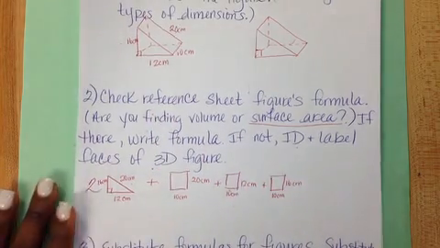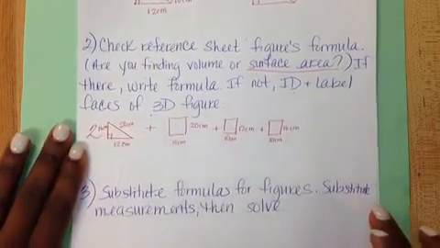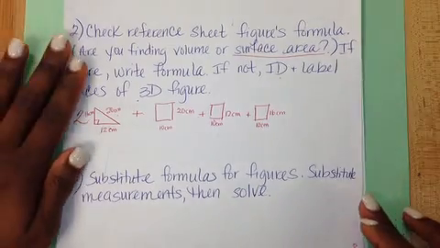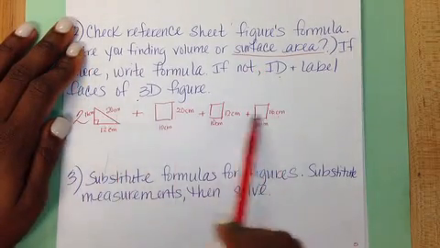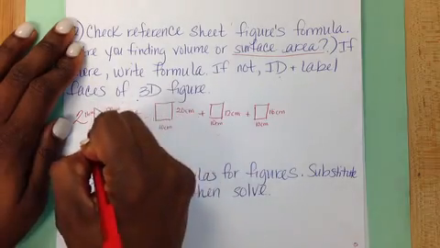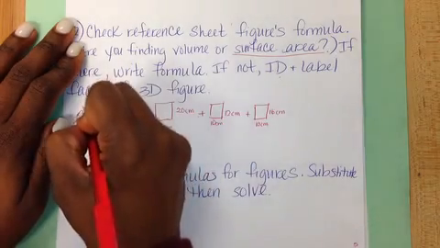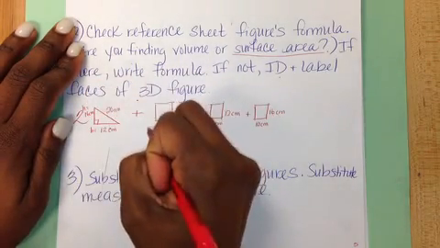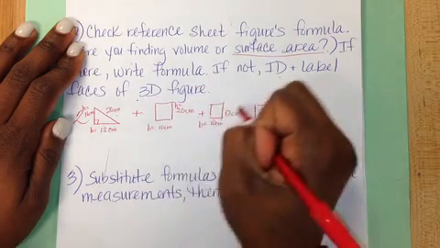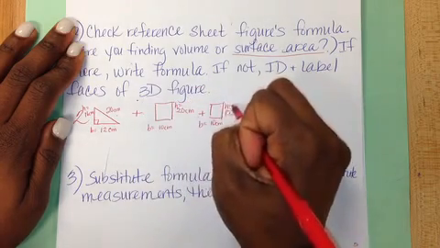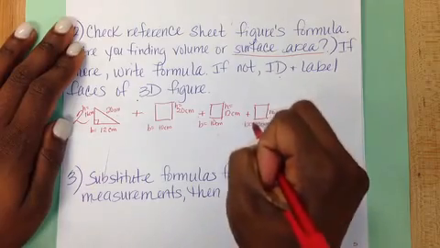Okay, moving on. One thing that's important to note here is that in addition to labeling with the numbers, I need to put the dimensions that apply. So let me go ahead and put here B equals, H equals. Here would be B equals, H equals. B stands for base, and H stands for height.